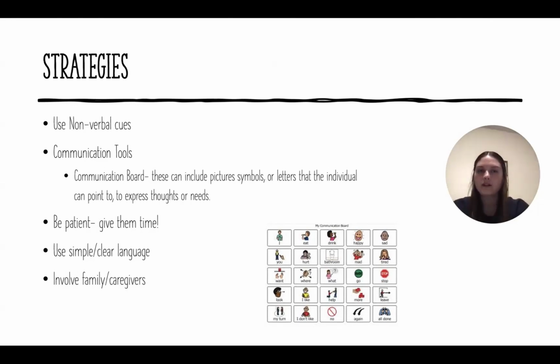Another important strategy is to involve a family or caregiver that might be there with the patient. Even though we are going to directly speak to the patient, it's important that the family understands what kind of method we're going to be using to communicate with them and allow them to have some sort of insight in what we are trying to communicate to the patient.